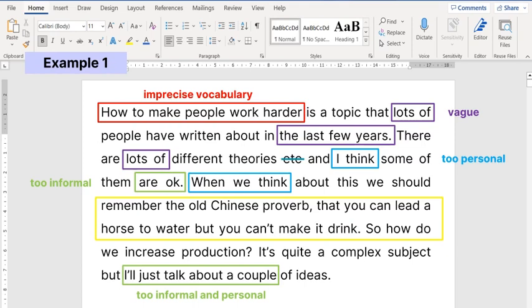When writing essays, try to avoid rhetorical questions. So, how do we increase production? Instead, you may want to use statements such as, there are many ways in which one can increase motivation in the work setting. Lastly, do not use contractions or slang, such as it's quite or the aisle.